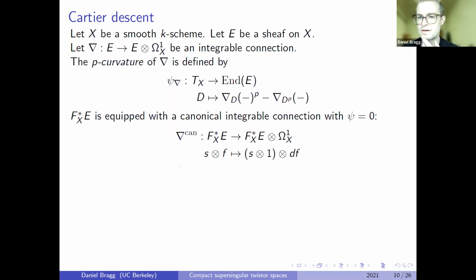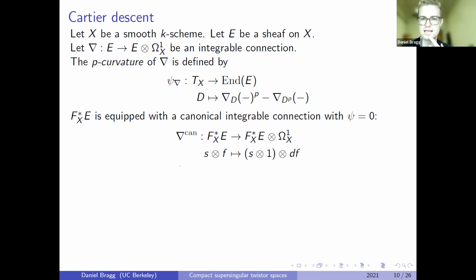Okay, so here's an example of how such a thing, a connection, arises in characteristic P. If you take a coherent sheaf E and you form its Frobenius pullback, there's a canonical integrable connection on this sheaf that happens to have P curvature 0. And the connection is defined by this formula that I wrote down there. You take s tensor f, s tensor 1, tensor dg. You can check that this is a connection, that it's also integrable, and you can also check that its P curvature is 0.